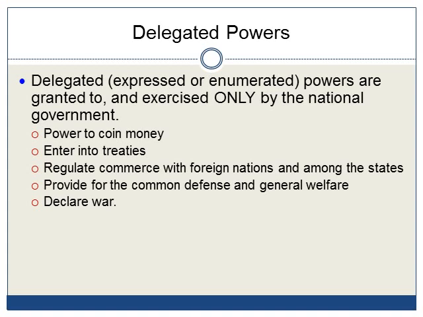Delegated or expressed powers. Delegated powers are also known as expressed or enumerated powers. These are the powers that are granted to and exercised only by the national government. These include the power to coin money, the power to enter into treaties with foreign governments, the power to regulate commerce with other nations and also between the states, to provide for the common defense and general welfare, and to declare war.